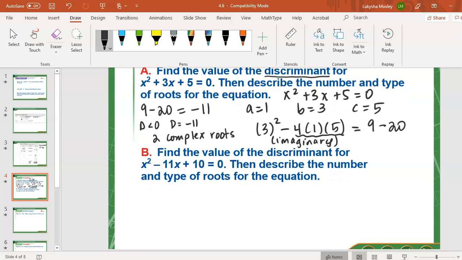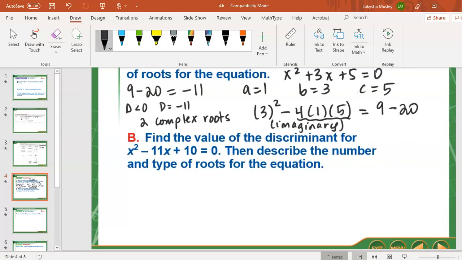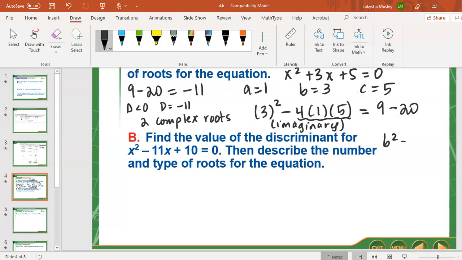All right, so let's do the next one. Find the value of the discriminant. So I write the formula again, b squared minus 4ac. The more you write it, the more you'll commit it to memory. And so as you can see here, I'm going to write the problem.